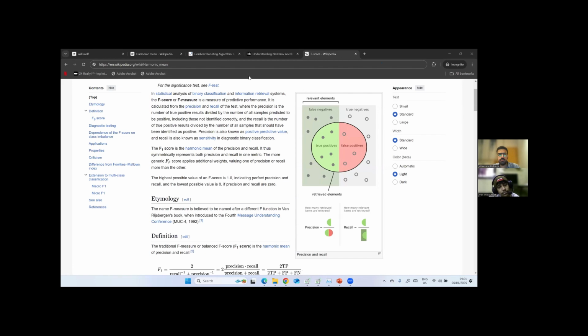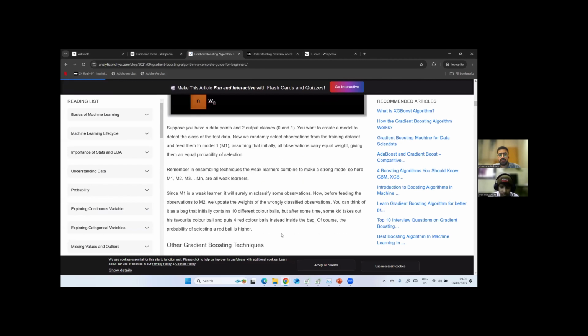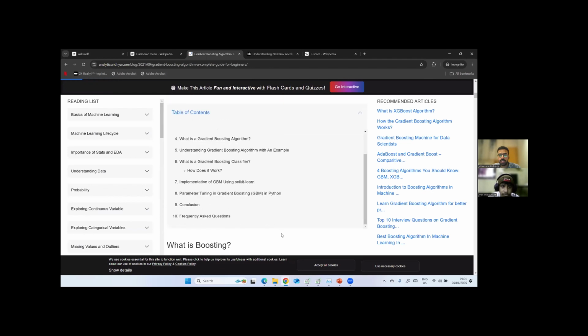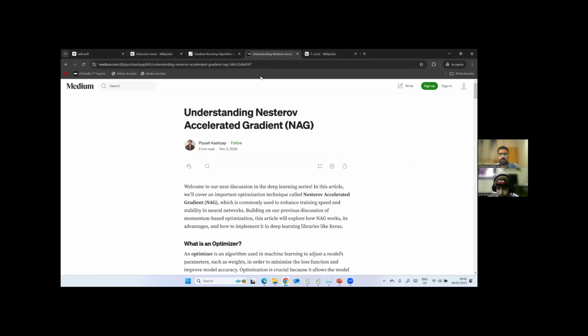This one, because you asked the question about gradient boosting. This page very efficiently explains boosting and gradient boosting and different variants of it. Please go over it if you want to know more. And then lastly, this one is about momentum. It explains the look ahead term I mentioned earlier.